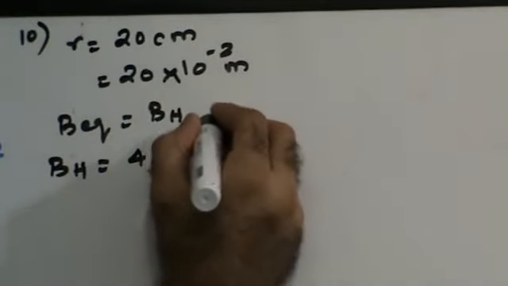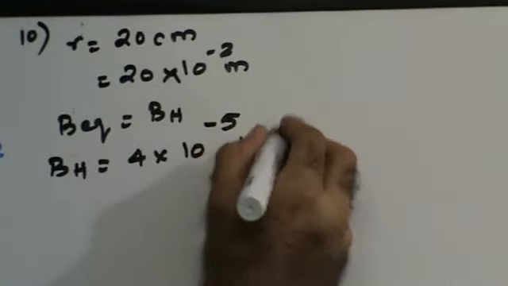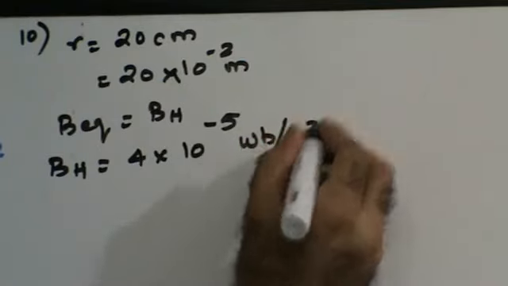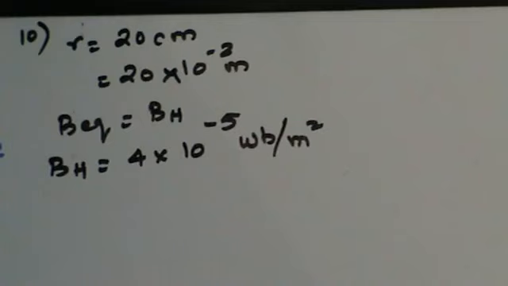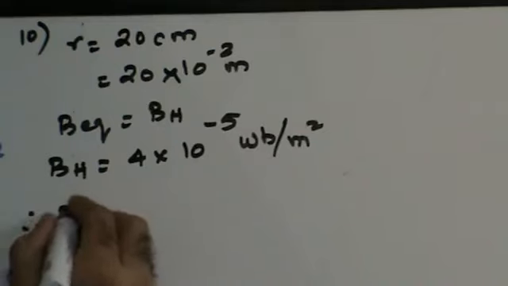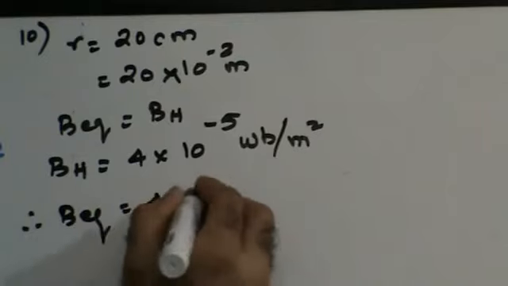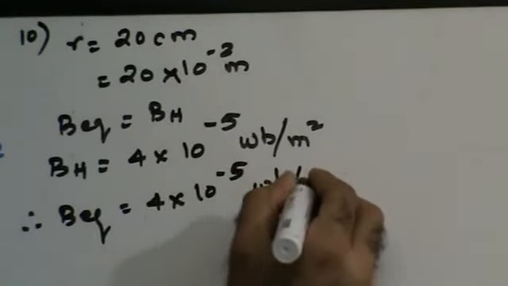If the horizontal component is 4 into 10 raised to minus 5 Webers per meter square. Now they said that the horizontal component has been balanced by a point along the equator. That means I can therefore say that B equator will also be equal to 4 into 10 raised to minus 5 Webers per meter square.